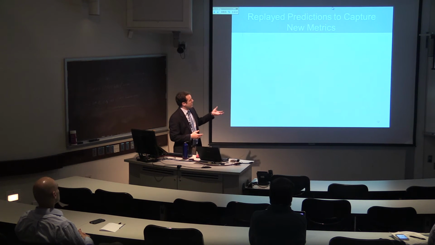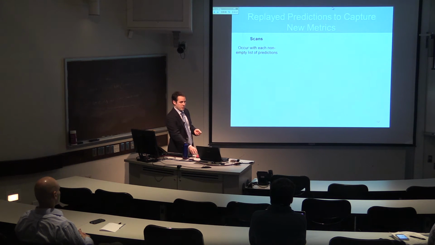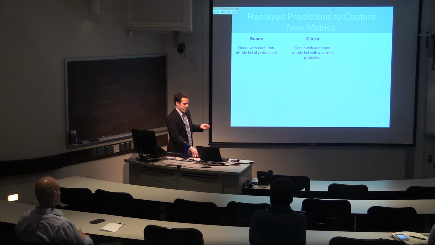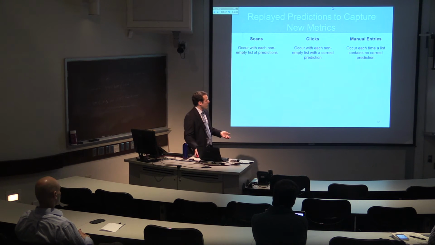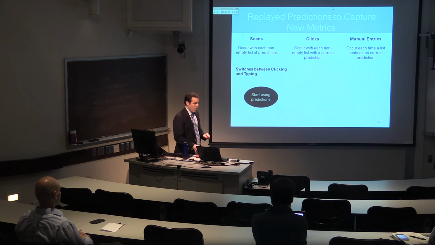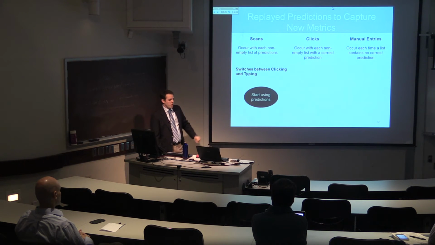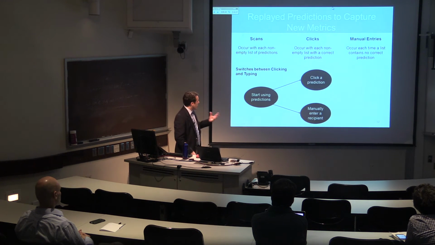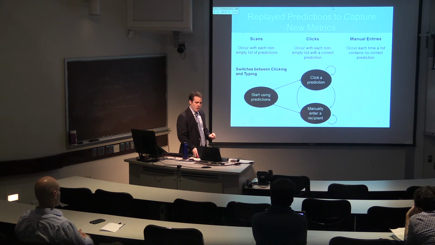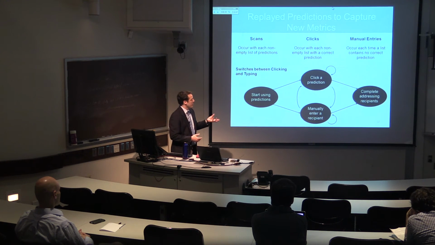We then replayed these predictions to capture these new metrics, where scans were captured each time there was a non-empty list of predictions. Clicks occurred each time there was a non-empty list with a correct prediction. Manual entries occurred each time a list, empty or non-empty, contained no correct prediction. And to measure switches between clicking and typing, we built a state machine, where initially in the first state, users start using predictions. Then they move from here to either clicking a prediction or manually entering a recipient. And because they deal with many, many lists, they can switch between these states or stay in the same states. And at some point, the user completes addressing recipients.